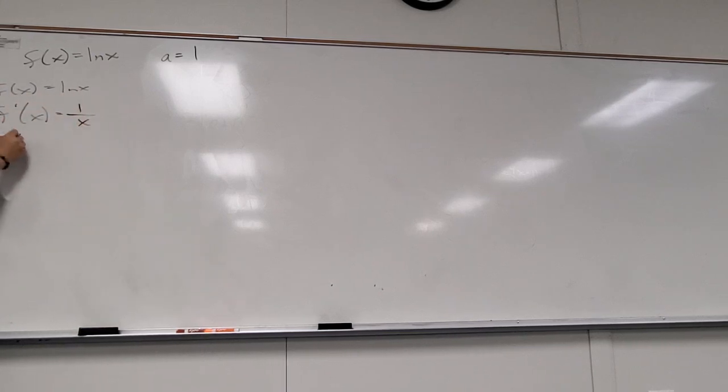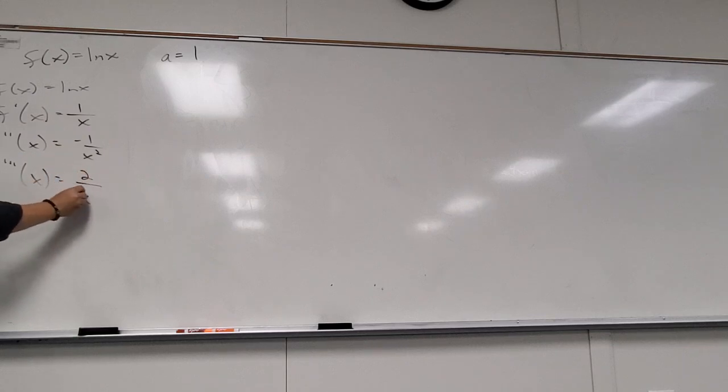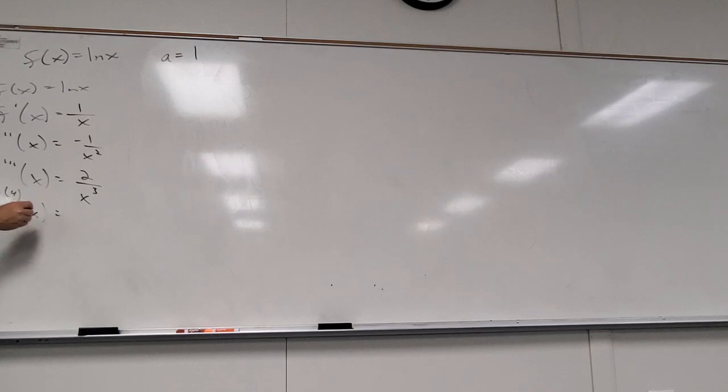What's f double prime? Negative 1 over x squared. F triple prime: negative 2 over x to the third. F quadruple prime: negative 6 over x to the fourth. Yeah, and you can start to see the pattern there, right?